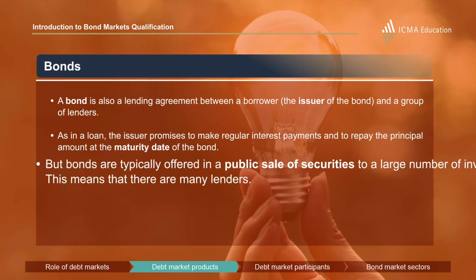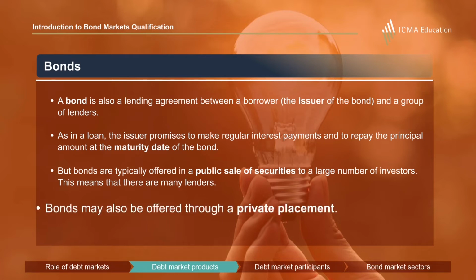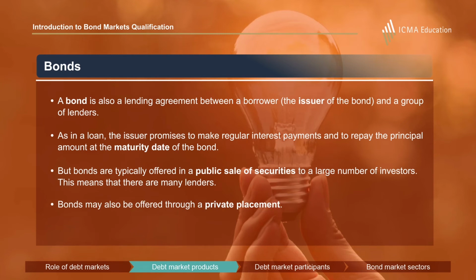But bonds, unlike loans, are typically offered in a public sale of securities to a large number of investors. This means that there are many lenders. Bonds may, though, sometimes also be offered through a private placement, and we'll talk about public sales and private placements in a later module in the course.